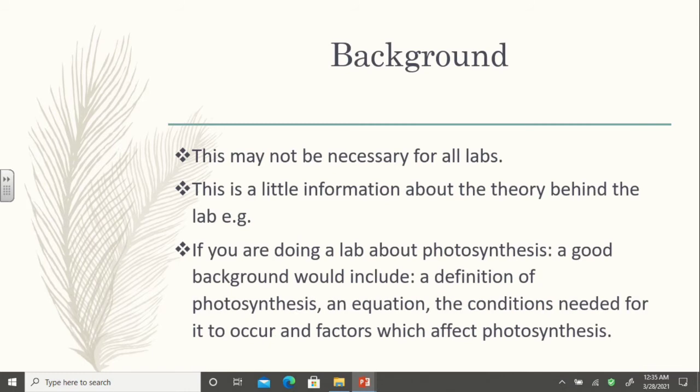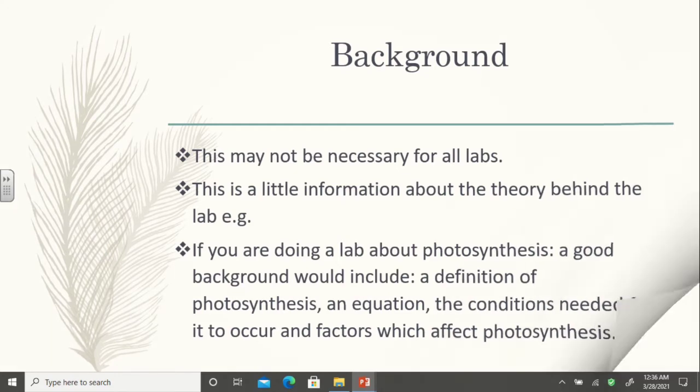So here's an example. If you're doing a lab about photosynthesis, then in your background, it would be good if you define photosynthesis, then give an equation for photosynthesis, conditions necessary for photosynthesis, and things which affect the rate of photosynthesis. That would be a good background. And you want to write this in paragraph format, in the form of a story. So the information needs to be flowing, so you move from one point to the next point smoothly. All right. So that's your background information.